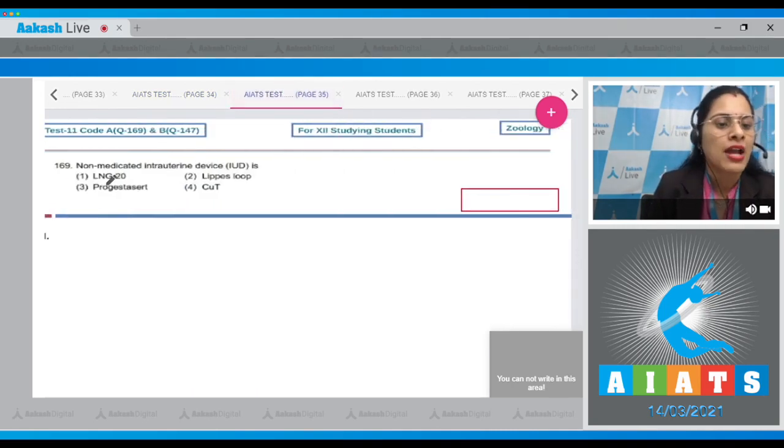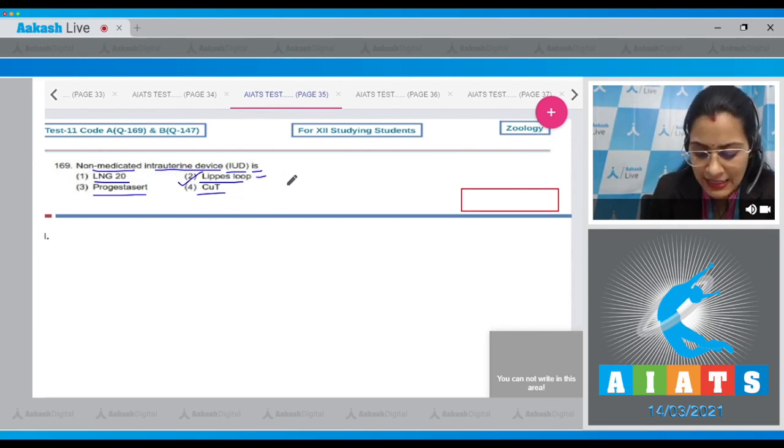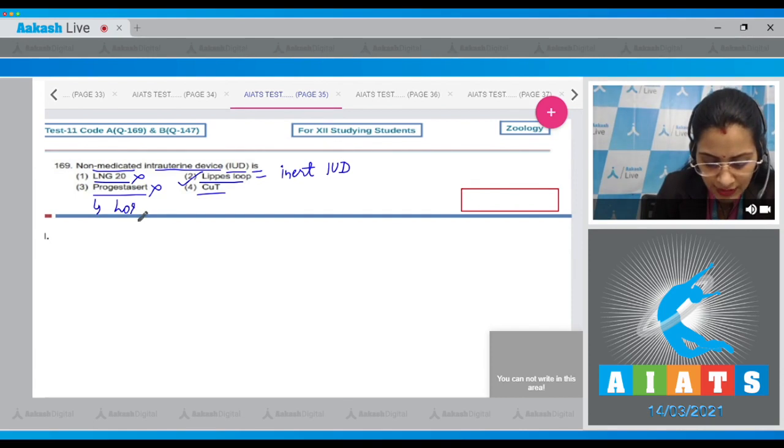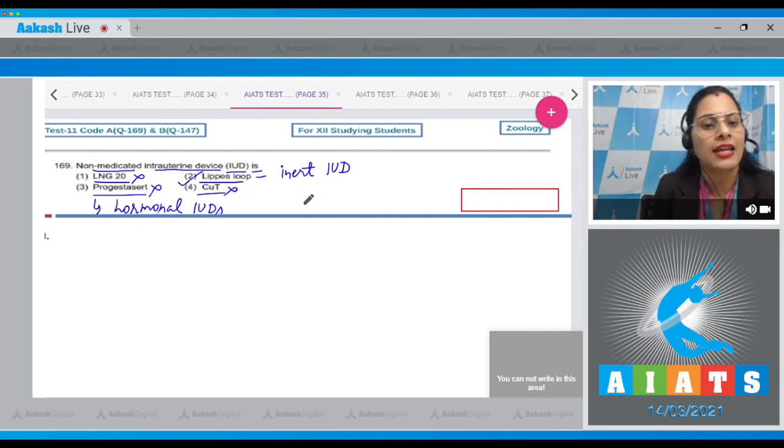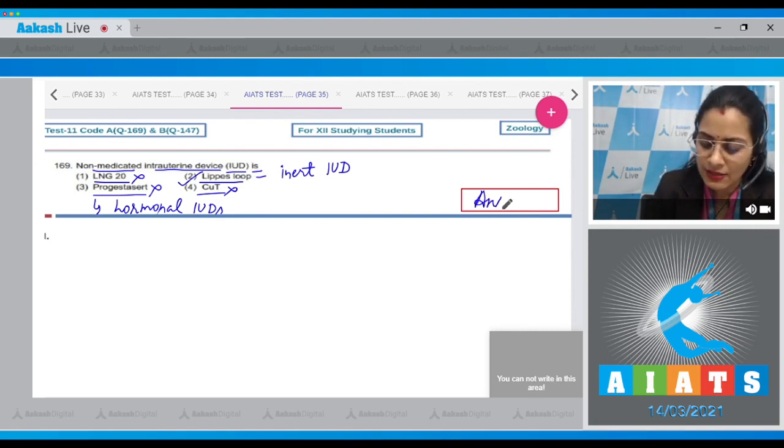Question number 169. Non-medicated intrauterine device IUD is. Options given are LNG20, lipase loop, progestasert and copper T. The correct answer to this question is option number 2. Lipase loop is an inert IUD. Whereas option number 1 LNG20 and option number 3 progestasert are incorrect options because these are hormonal IUDs. Whereas copper T is an incorrect option because it is a copper containing intrauterine device. So the correct answer to this question is option number 2. Let's move on to the next question.